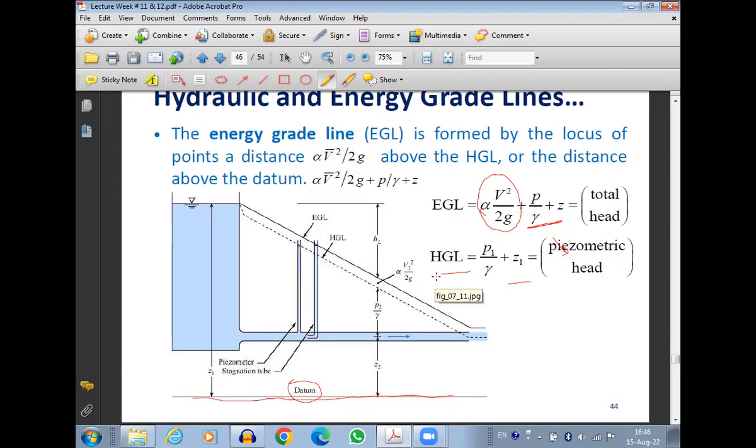Now, from the exam's point of view, what is the difference between hydraulic grade line and energy grade line? This is a question which could be asked for 2-3 points, because there are several differences between hydraulic grade line and energy grade line, which I just discussed. Can hydraulic grade line be greater than energy grade line? Can energy grade line be greater than hydraulic grade line? Explain your answer with proper justification. This is another conceptual question.